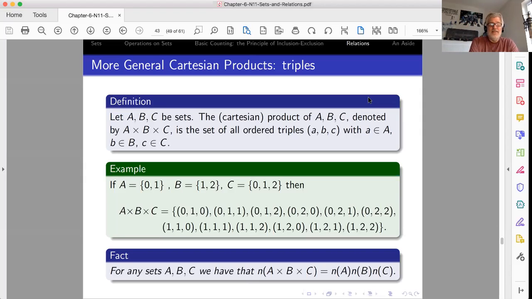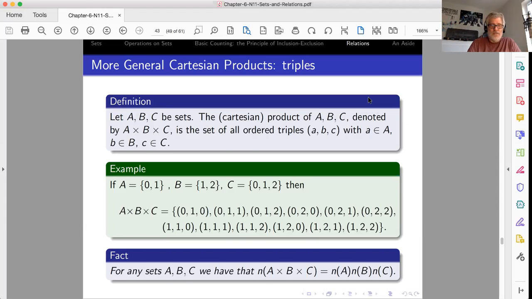And again, you can convince yourself that the number of elements in this product is the product of the number of elements in each set. Here I had 2 elements in A, 2 elements in B, and 3 elements in C. So the total number of elements in the product should be 2 times 2 times 3, which is 12, which is exactly what you see there. Of course, it gets really big.